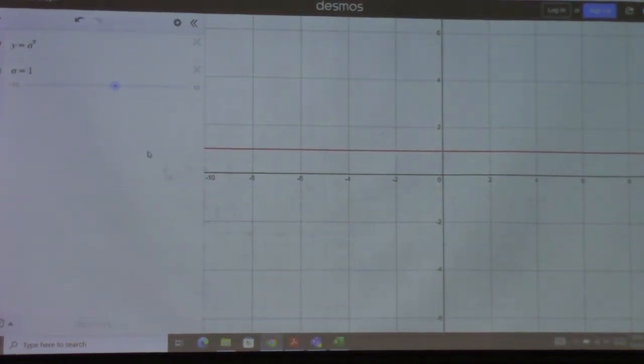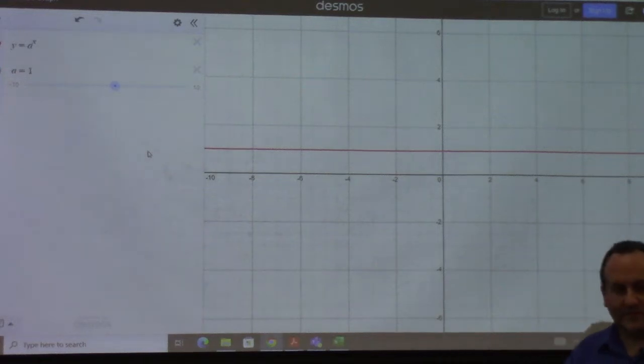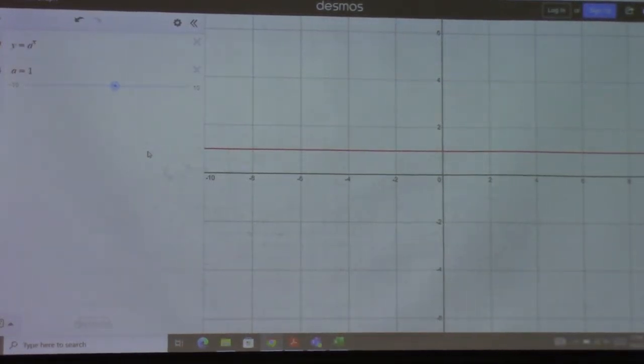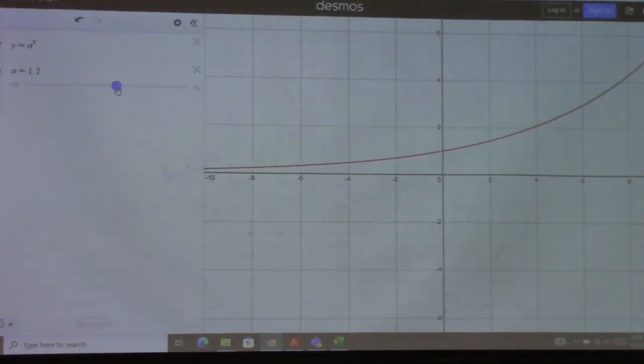So what happens when you put a equal, why do I rule out a equals to 1 in what I wrote over there? Do you see why? What's the graph of 1 to the x look like? Right, it's this. So we can't have base 1. It's not interesting, yeah? But if we make the base a little bit bigger, 1.1 for example, as you can see, now we've got something that goes up like that.